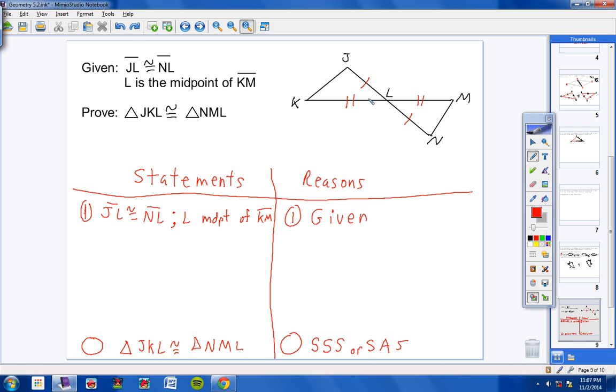I could prove this angle here, we'll call it angle 1, is congruent to angle 2. And if I could do that, then look what I would have. I would have side, angle, side of one triangle congruent to side, angle, side of another triangle. Now that's the route I'm going to go, students, and here's why.